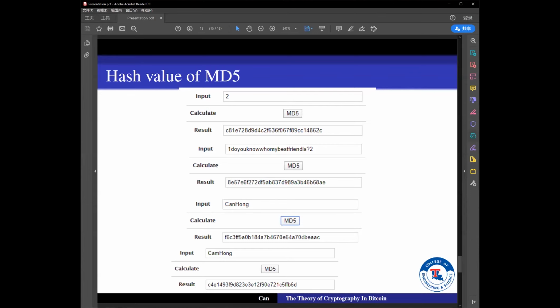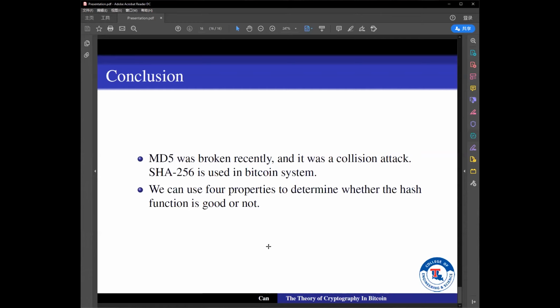So I also use 4 properties to determine whether a hash function is good or not. I believe there should be a more specific way to determine whether a hash function is good or not, but I think my list of 4 properties is the main part. Okay, that's all. Thank you.